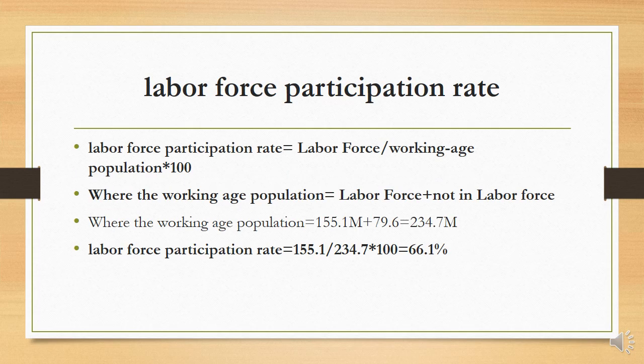Our next task, the labor force participation rate. The labor force participation rate is equal to labor force divided by working age population times 100, where the working age population is equal to labor force plus not in labor force. As we know, in previous slide we found the labor force. So labor force is equal to 155.1 plus not in labor force 79.6. The total working age population is 234.7 million.